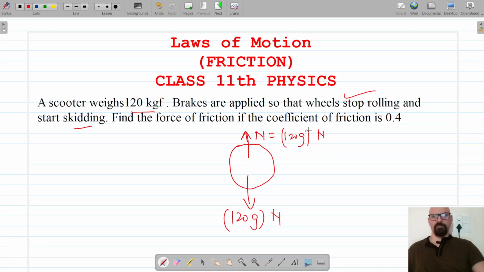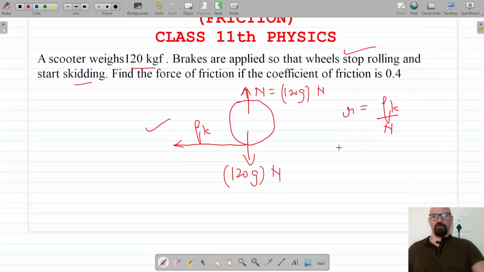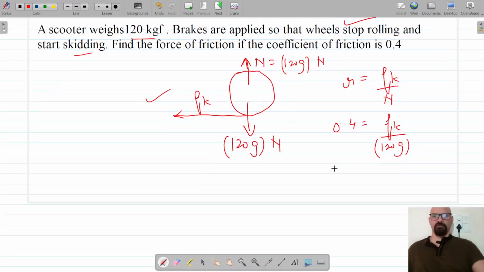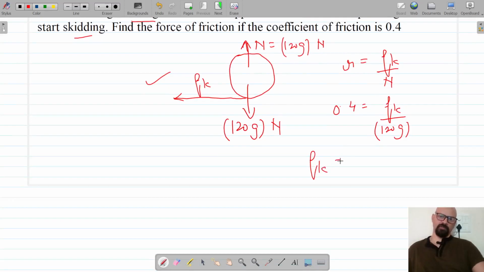Now the brakes are applied, so the wheel stops rolling, but it starts skidding. So the force of friction, that is the kinetic friction, acts in this direction. And we know that the coefficient of friction is given by force of friction divided by the normal reaction. And mu is 0.4. Force of friction we have to find out. Normal is 120 g.